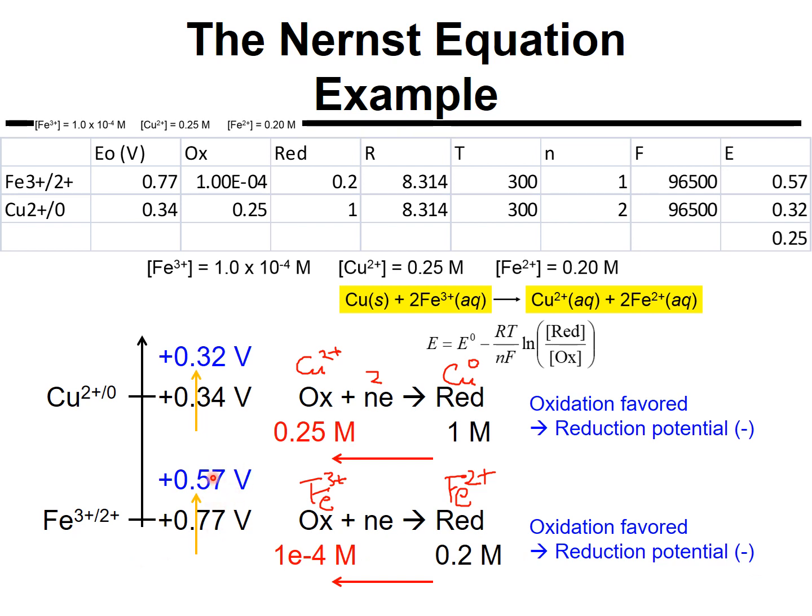Then the final potential gap between those two reduction potentials is the answer for the full cell potential. That is the last slide of chapter 1b. That's it for the basics of electrochemistry.